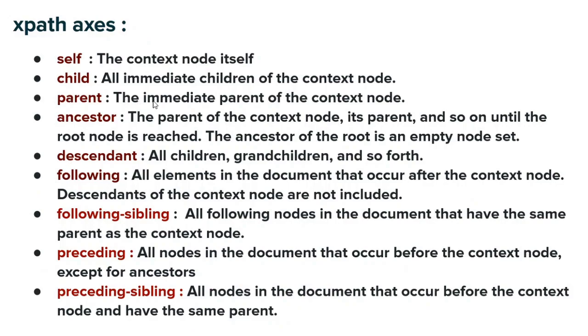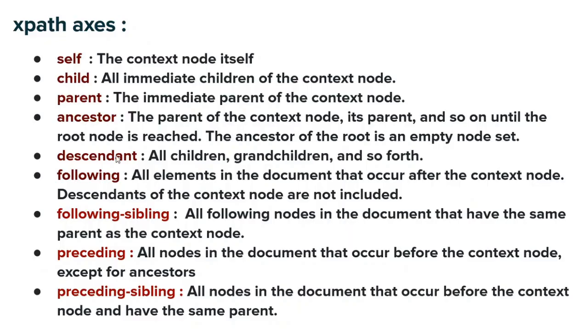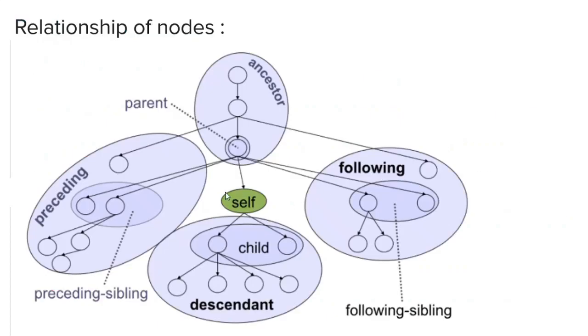Parent node is the immediate parent of the context node. Now what is the immediate parent? This node is the immediate parent, it is the parent node. Ancestor: the parent of the context node, its parent, and so on until the root node is reached. All these are ancestors. The ancestor of the root node is an empty node set. If you see here, this is the self node, its parent, the parent of the parent, that is grandparents, and its parent. All these three nodes are ancestor nodes.